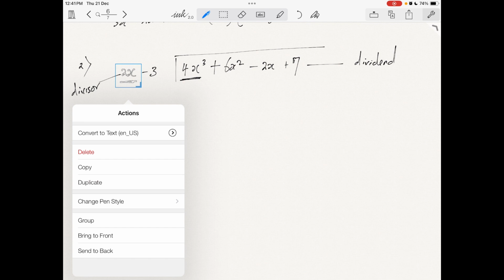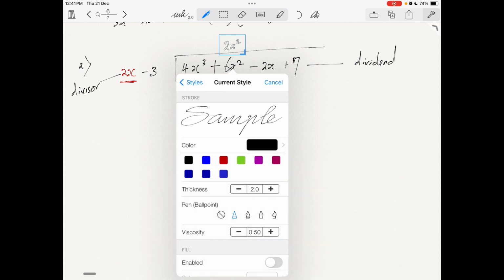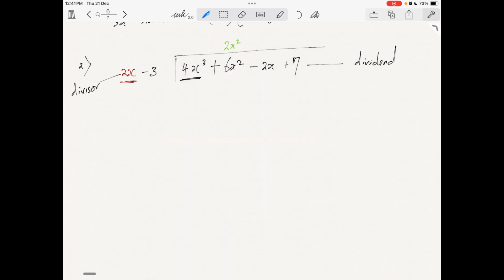So when we divide the first term of the dividend by the first term of the divisor, we're talking about 4x raised to the power 3 divided by 2x, and we'll have 2x squared. Right, and now the next thing to do is to multiply 2x squared by the divisor.